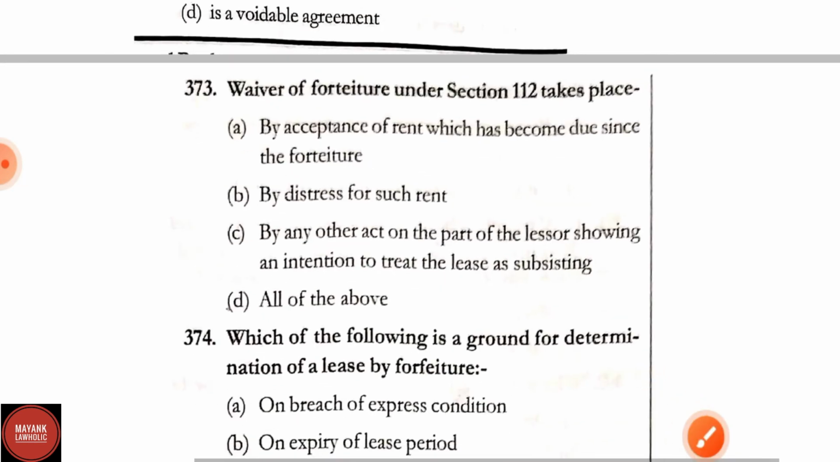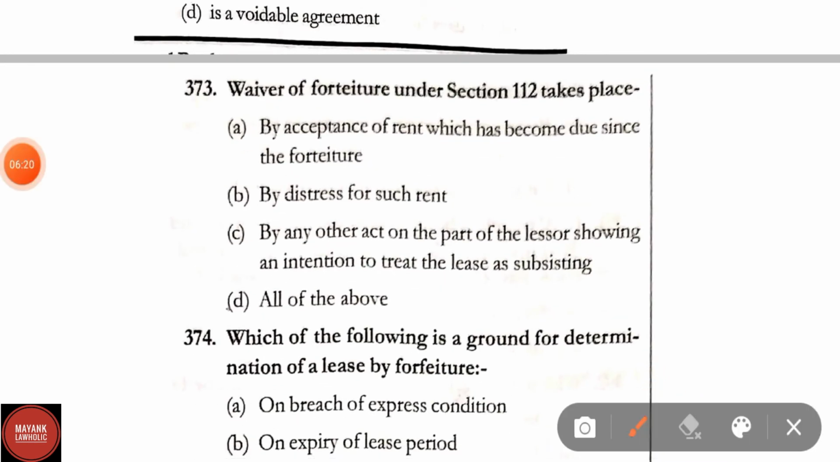Question number 373. Waiver of forfeiture under Section 112 takes place by acceptance of rent which has become due since the forfeiture, by distress of such rent, by other act on the part of the lessor showing an intention to treat the lease as subsisting, and option D, all of the above. Here correct answer is option D, that is all of the above.